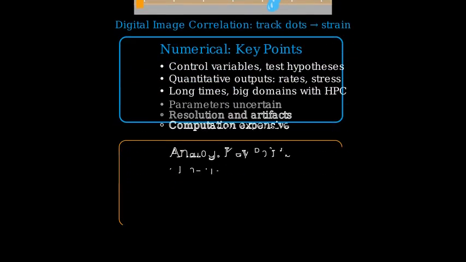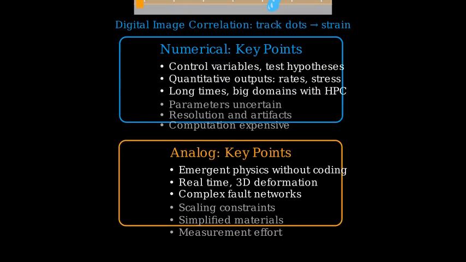A quick comparison. Numerical modeling. Strengths include control and quantitative predictions, long time and large area simulations, and easy data assimilation. Limitations include parameter uncertainty, resolution limits, and computational cost. Analog modeling. Strengths include emergent behaviors, real three-dimensional visualization, and intuitive process insight. Limitations involve scaling challenges, simplified materials, and labor-intensive measurements.